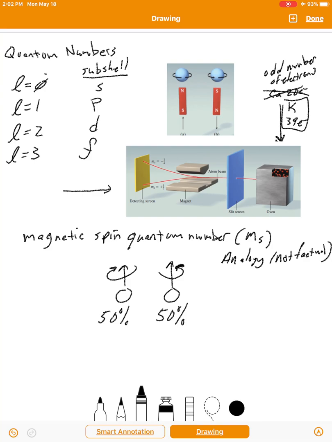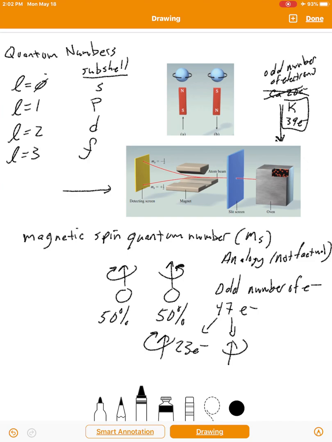So what happens then is if you have an odd number of electrons, so let's say you've got 47, this is silver, 47 electrons. What you would expect is 23 electrons are spinning one way, maybe this way, and another 23 are spinning the opposite. But you've got one more electron, right? That's 46, you've got one more. So where's that one electron? What's it doing? Well, it could be spinning either way. It could be going this way, or it could be going that way.